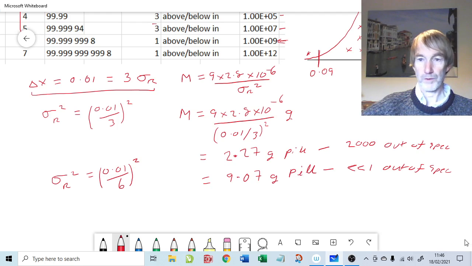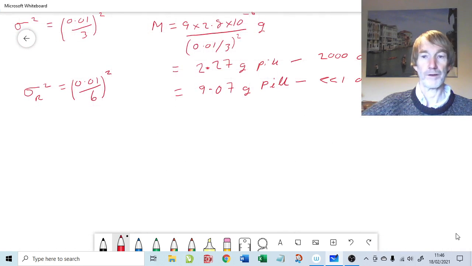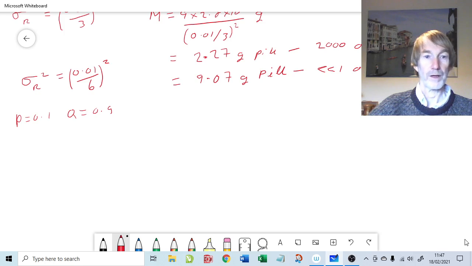But let's answer the question, because the question was how many particles does this represent? So we've got a final bit to do. For the final bit, we know that P was equal to 0.1, Q was equal to 0.9, and now we know what the mass of the pill is. So if we take what we know isn't going to work very well, sigma equals 3, then that is a 2.27 gram pill mass times 0.1.